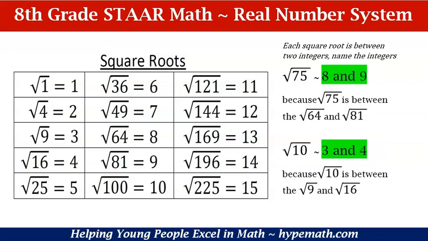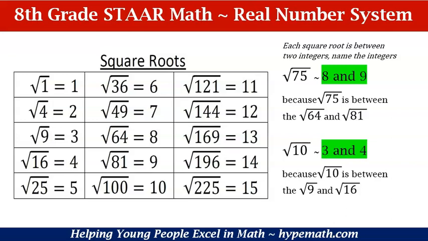The square root of 75, the two integers are 8 and 9 because the square root of 75 falls in between the square root of 64 and the square root of 81. The square root of 64 we see is 8, and the square root of 81 is 9, and that is why 8 and 9 are our two integers.